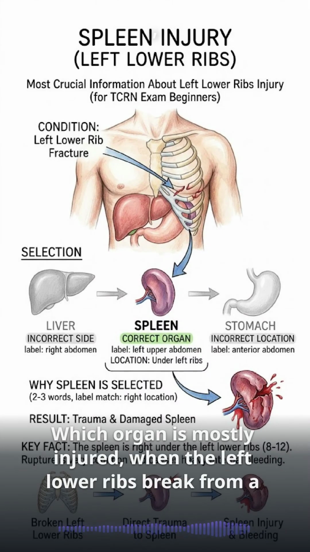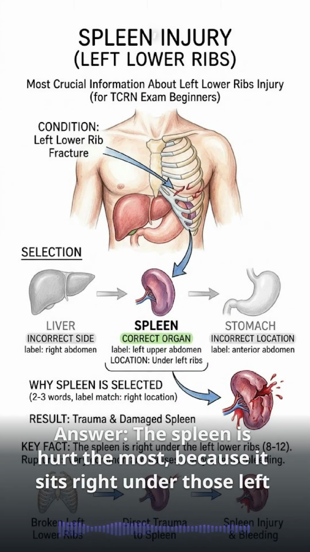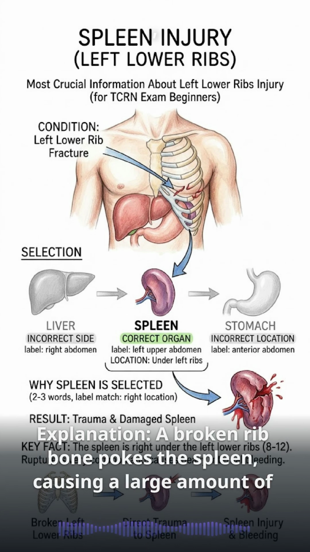39. Which organ is mostly injured when the left lower ribs break from a fall? The spleen is hurt the most, because it sits right under those left ribs. A broken rib bone pokes the spleen, causing a large amount of bleeding inside.